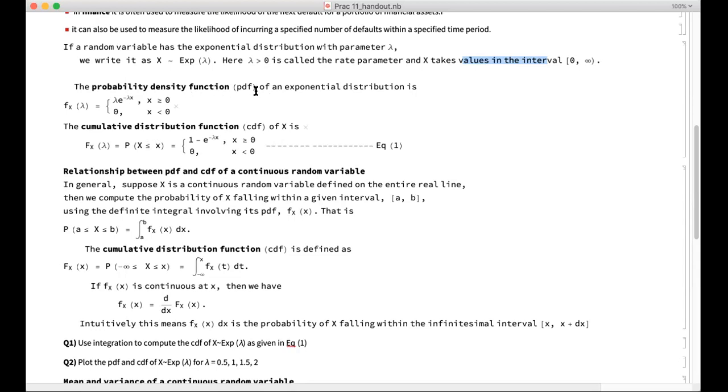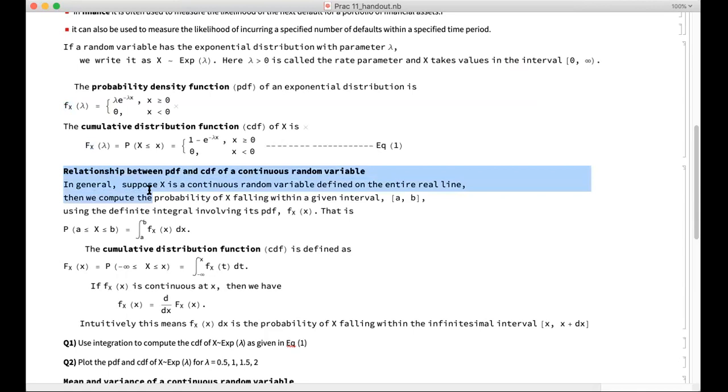One aspect of the exponential distribution is the probability density function and the cumulative distribution function. The probability density function, in short called PDF, is lambda e to the power minus lambda x when x is bigger than or equal to 0, and 0 elsewhere. The cumulative distribution function is 1 minus e to the power minus lambda x, and 0 elsewhere. Just note the notation: the PDF is the lowercase f, and the CDF is the uppercase F.